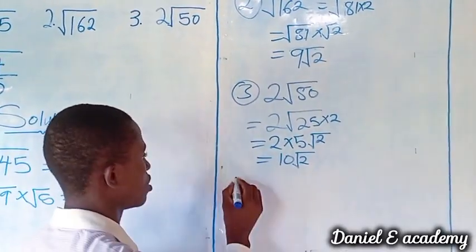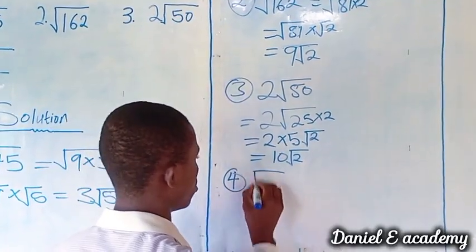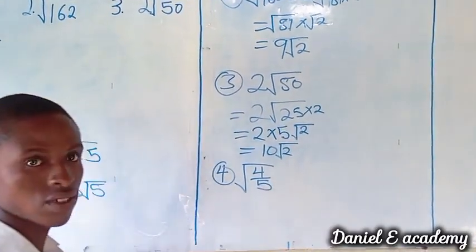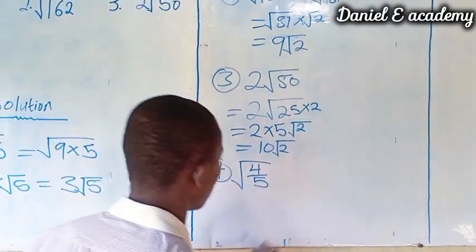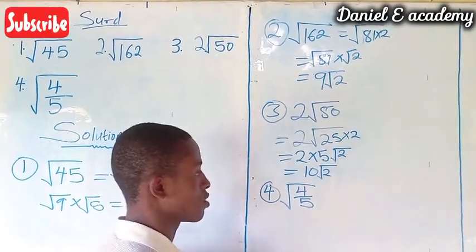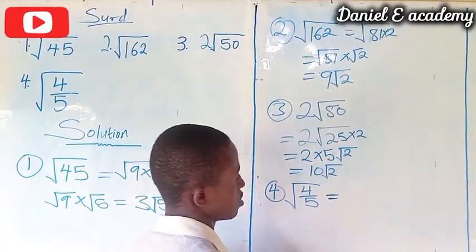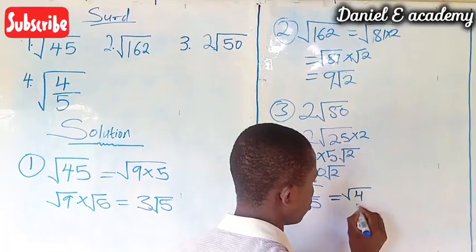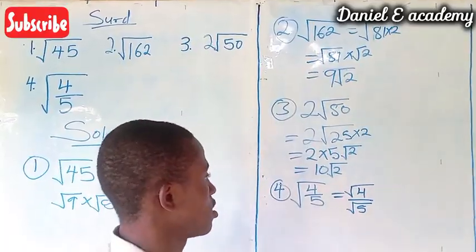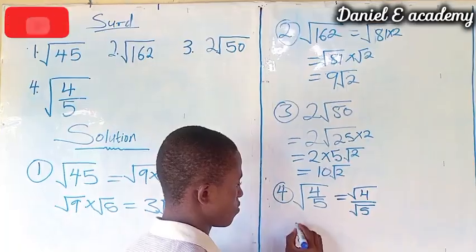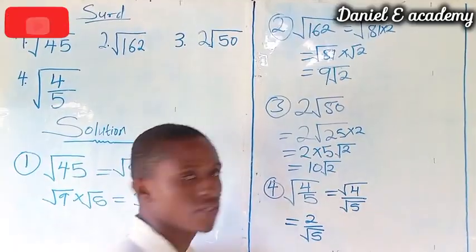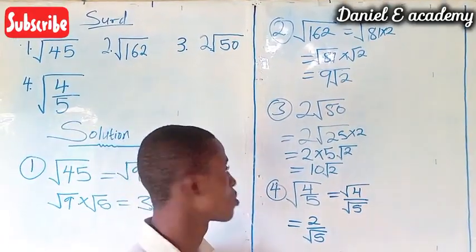Then the last question, root of 4 over 5. I also explained this in the laws of surds. So the fourth question, root of 4 over 5. Applying the laws, it will be root of 4 over root of 5. So then root of 4 is 2, over root 5. That is how you solve questions like this.